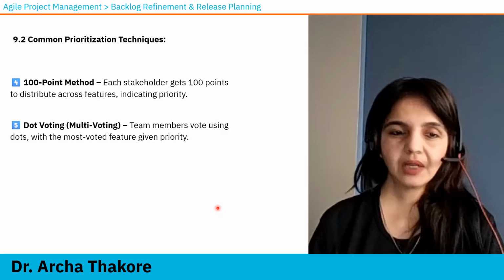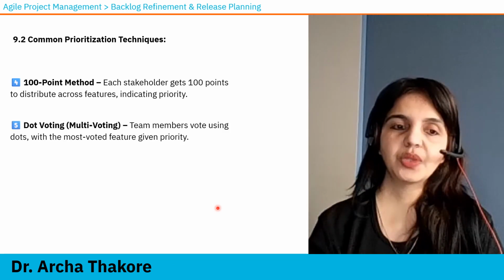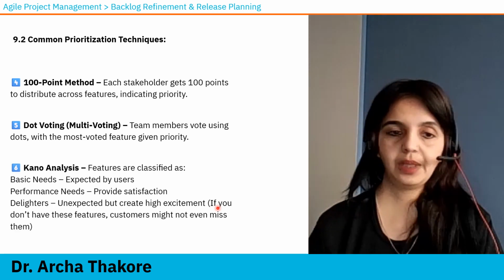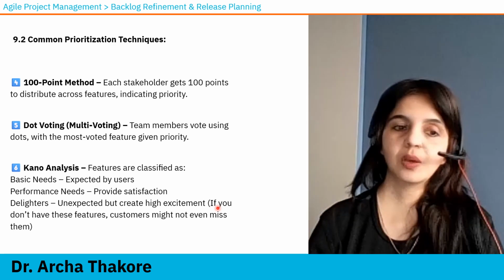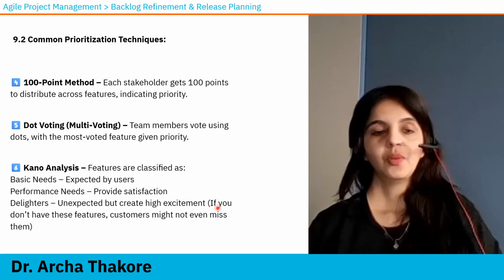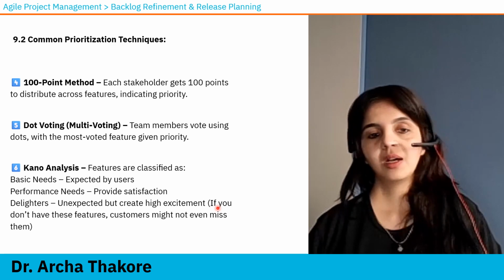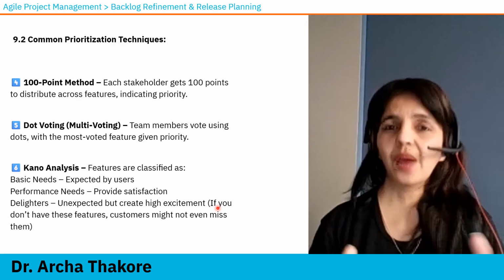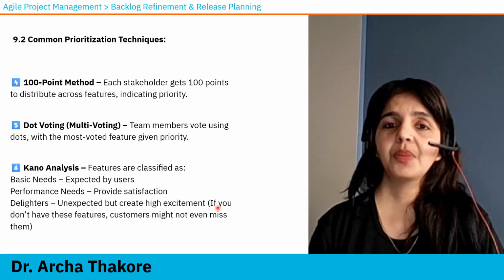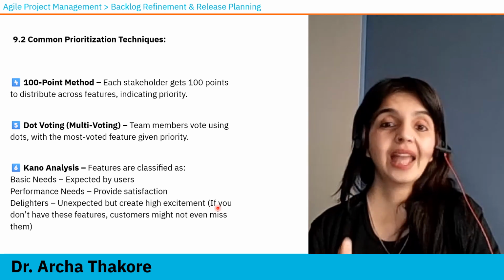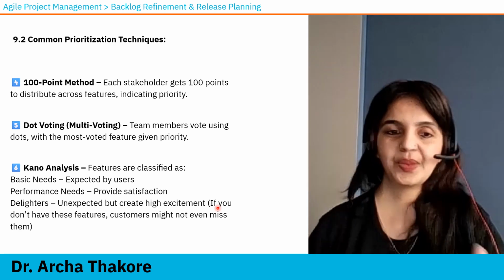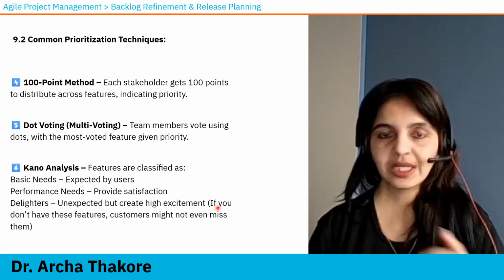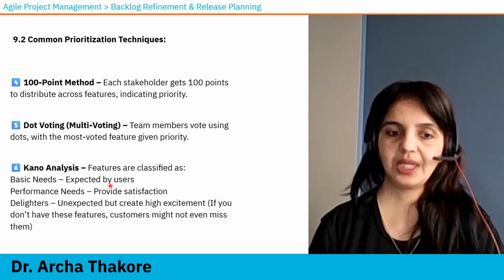Dot voting, again a very conventional simple technique. Team members vote using dots and the most voted features are given priority. Kano analysis, it is discussed a lot in Lean Six Sigma also. It's an approach to prioritize features on a product roadmap based on the degree to which they are likely to satisfy the customers. And there are some parameters, for example, basic need. This is expected. This feature needs to be developed, otherwise a product will not make sense. So that is your basic need.